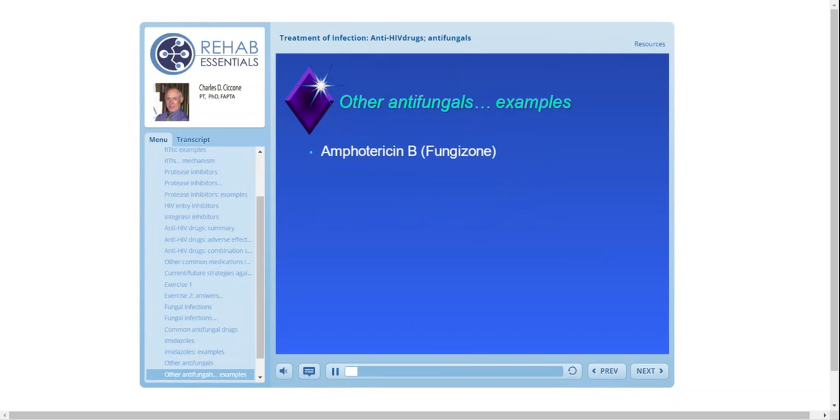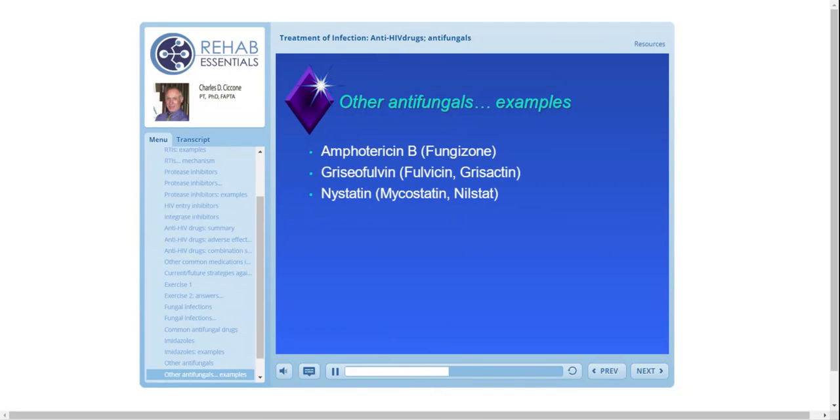So we see drugs like amphotericin B, which is perhaps one of the most common antifungals used especially for systemic infection. Other drugs: griseofulvin, nystatin, a very common drug, terbinafine, what else? Tolnaftate, again, a pretty common over-the-counter product. So once again, some of these can be used systemically, some of them cannot.